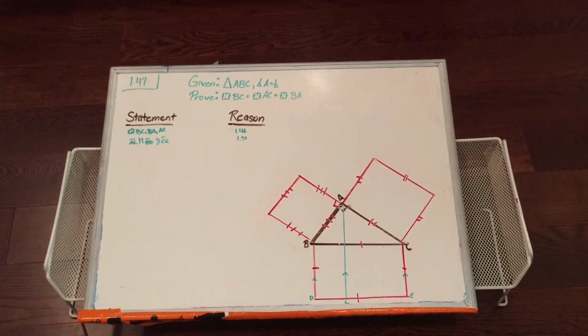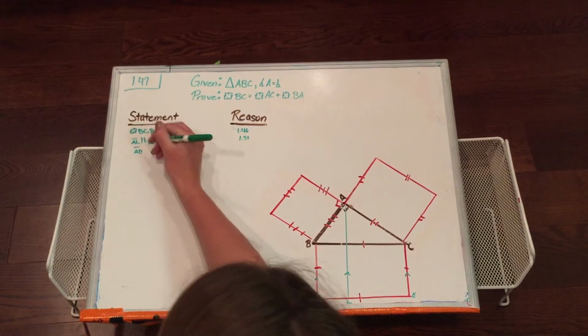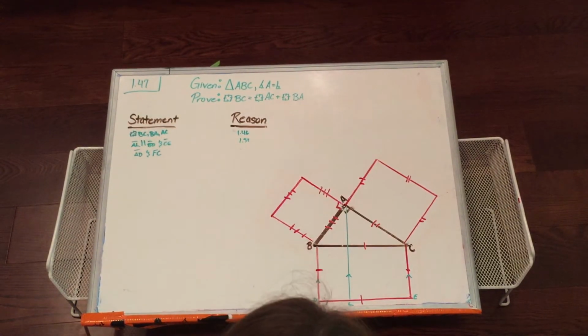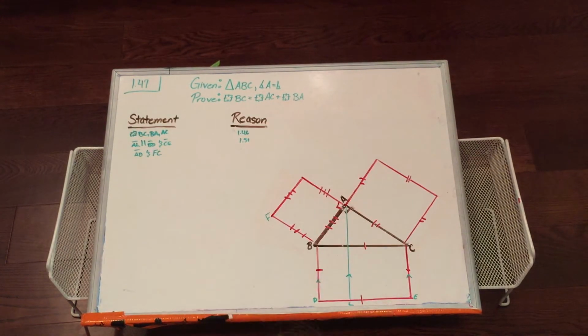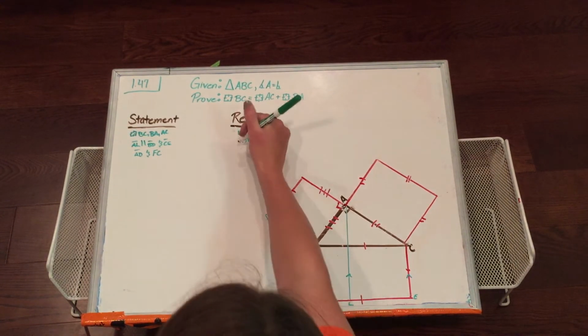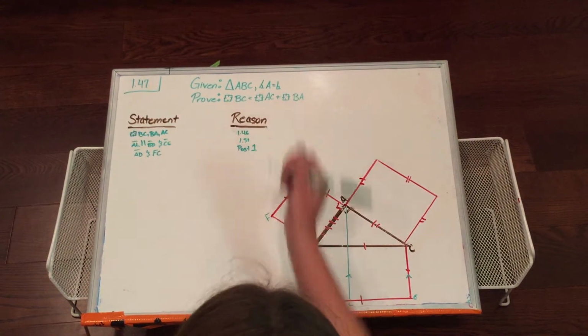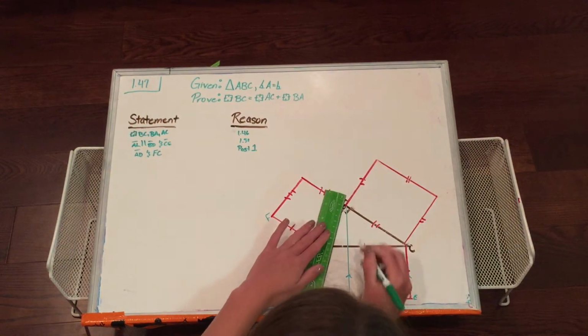Our next step would be to create the lines AD and FC. And our reason for that is postulate 1, which says that with two given points, you can connect those points to create a line.